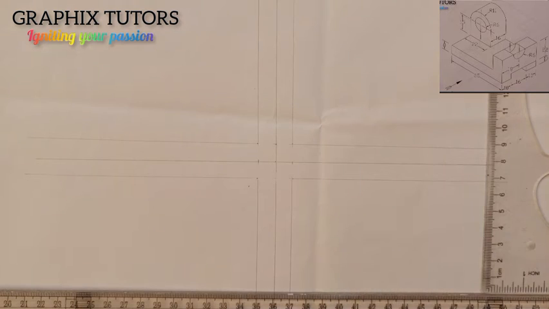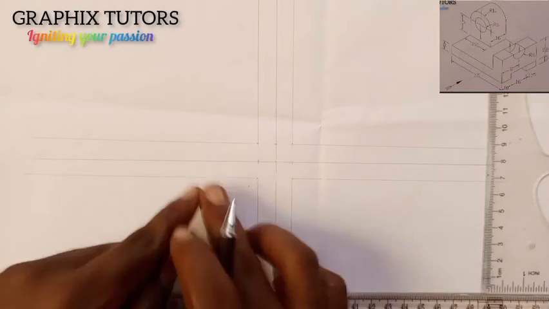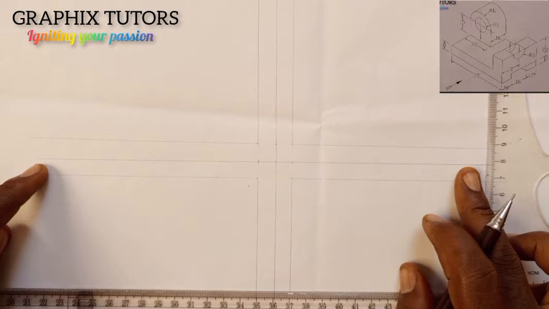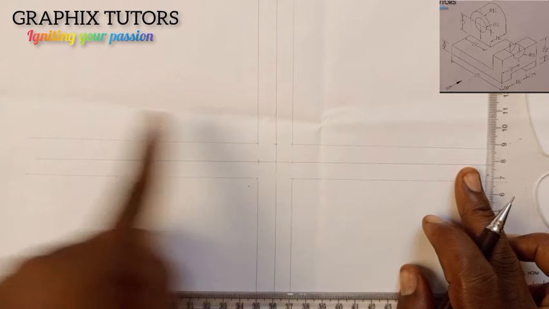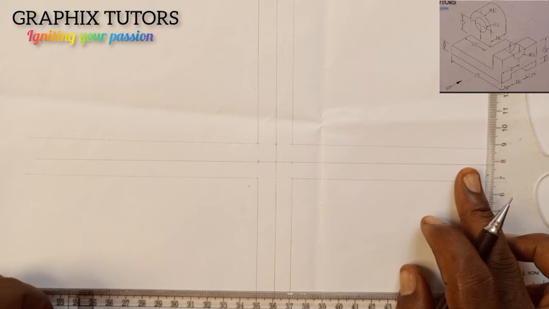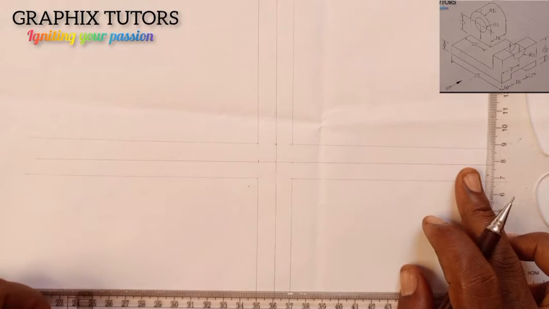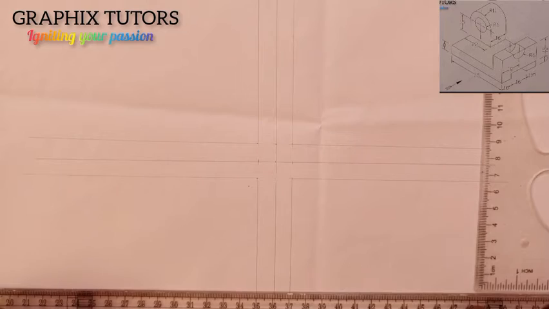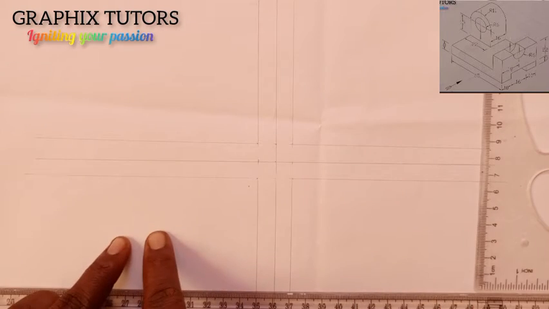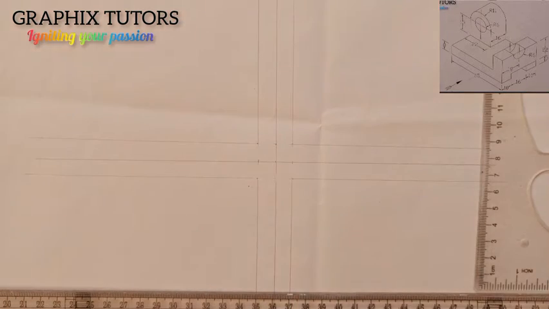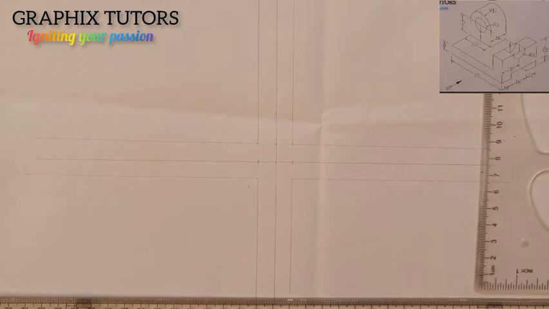Now the trick about first angle and third angle projection is this. If you are drawing in first angle, your front elevation should be above the line, the x-axis, right? It can be in the first quadrant or in the second quadrant. But if you are drawing in third angle projection, your front elevation should be below the x-axis, either here or here.